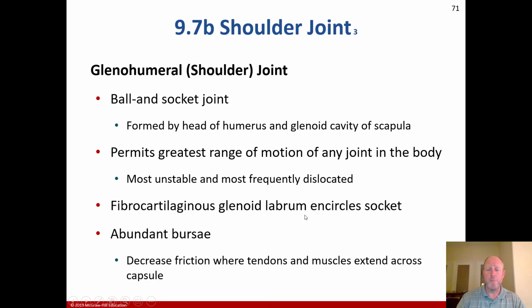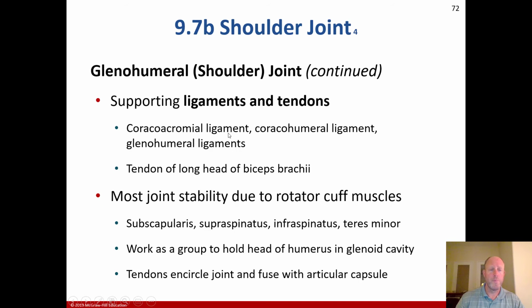Fibrocartilaginous glenoid labrum encircles this socket, and there are abundant bursae, which decrease friction where the tendons and muscles extend across the capsule. That's a primary job of bursae. And there are also supporting ligaments and tendons there. We're not going to go into great detail of the ligaments at this time, but the biceps brachii tendon plays a great role in the anterior portion of that shoulder, that glenohumeral joint. People often get pain there, in that biceps tendon.